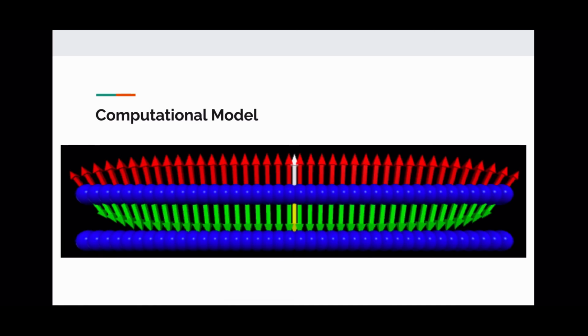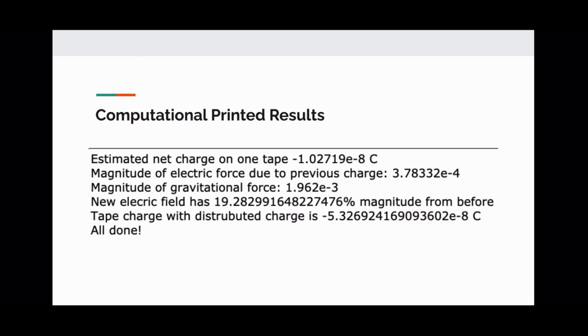Once the code is complete and run through, you should result in a computational model similar to this. This can vary depending on the charge that you got from the previous lab. When the code is run, we get the results of the estimated net charge on one tape, the magnitude of the electric force, the magnitude of the gravitational force, the new electric field, and the tape charge with distributed charge, and then it's complete.